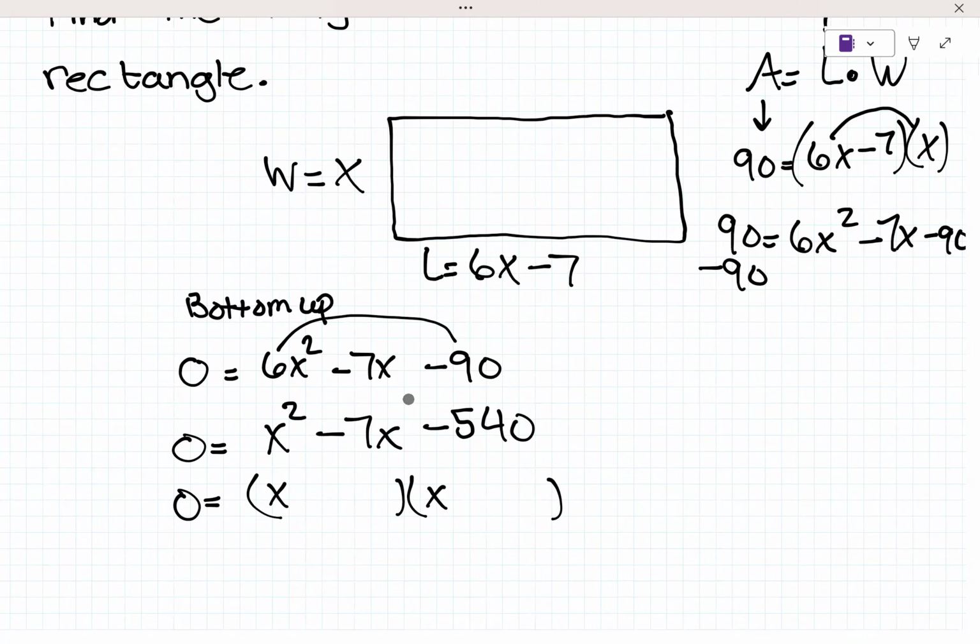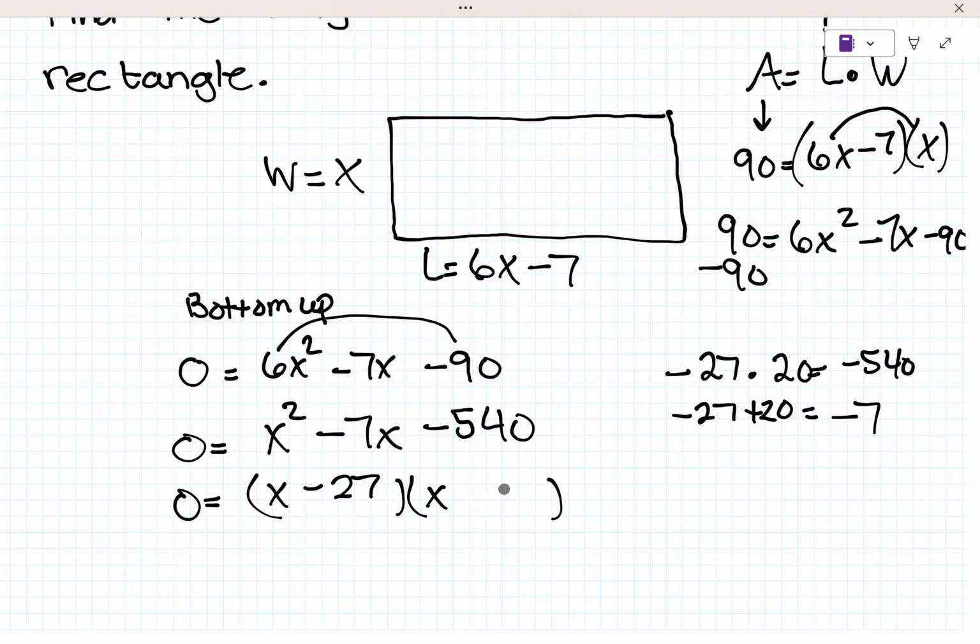Okay, so what two numbers multiply to give you -540 and when added give you -7? I believe it would be -27 and 20, right? Because that multiplies to give you -540, and -27 plus 20 is -7. Okay. So remember with bottoms up, what you have to do is divide the -27 and the 20 by the original a value, which was 6.